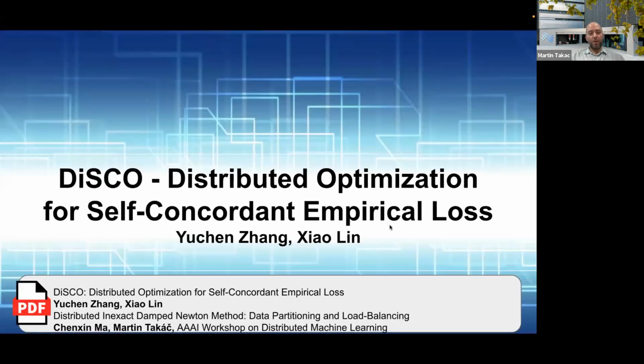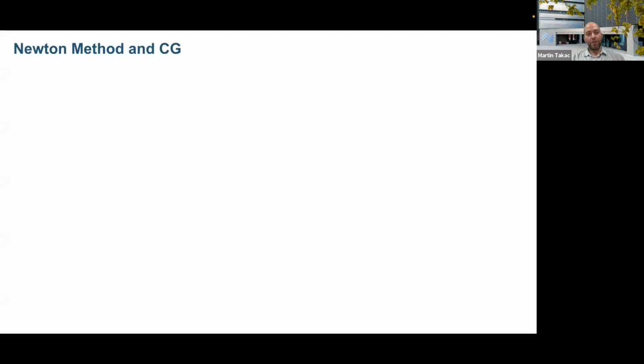So let's now speak about one interesting work. I think this was from 2015 by Lin Xiao and co-authors, which is called DiSCO. It's about distributed optimization of self-concordant empirical loss. I think this has nothing to do with FL. Maybe FL was not really the thing at the time, but I think it's still interesting to think about this algorithm. So let's motivate this one.